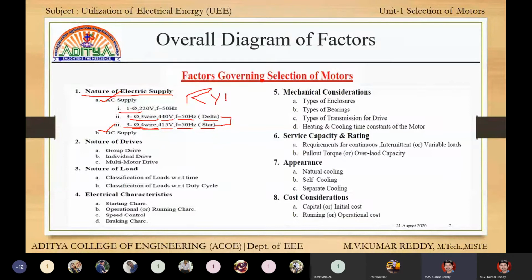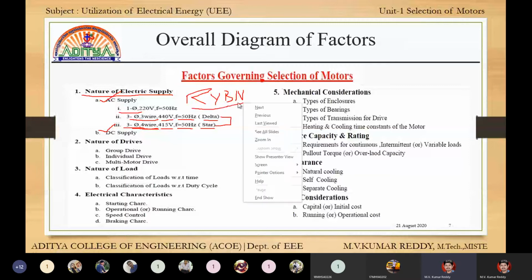Y B. R Y B, these are the three wires, and the fourth wire is neutral. Okay, the fourth wire is a neutral, hence it is a three phase four wire. In star connection we have one neutral, along with that neutral it is called a three phase four wire.